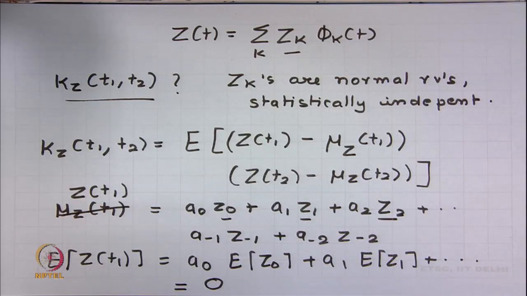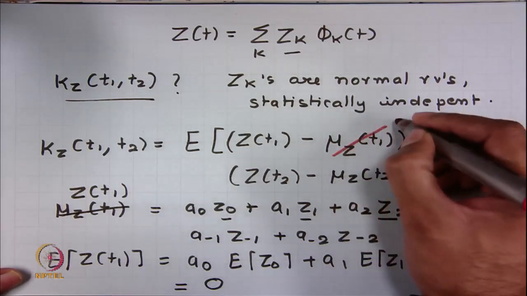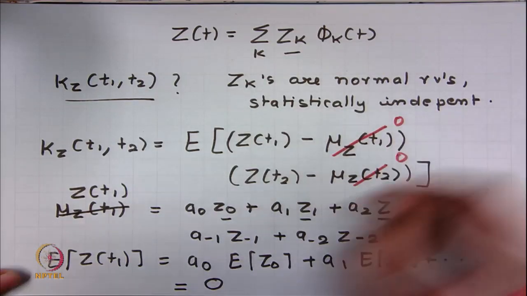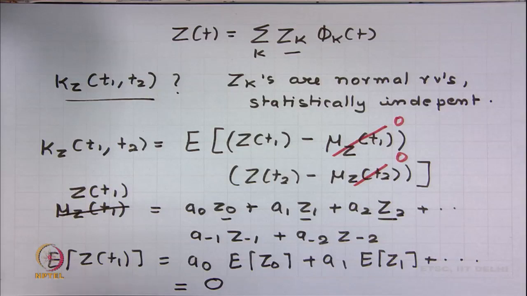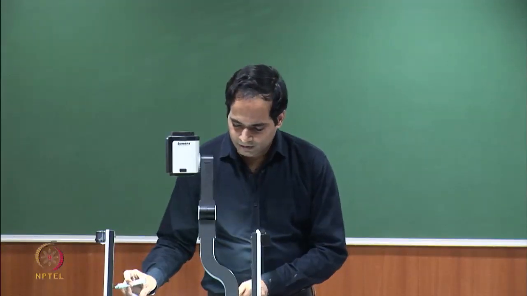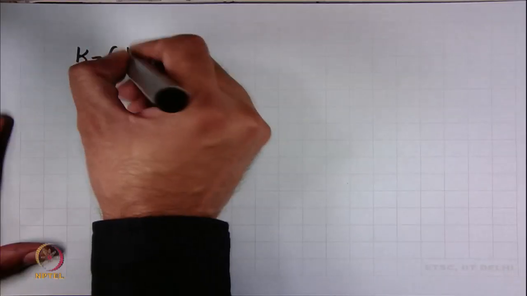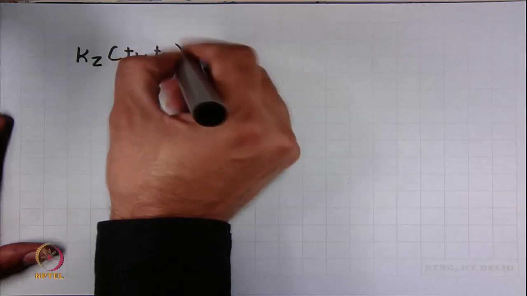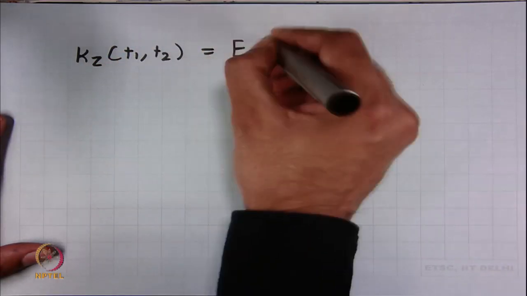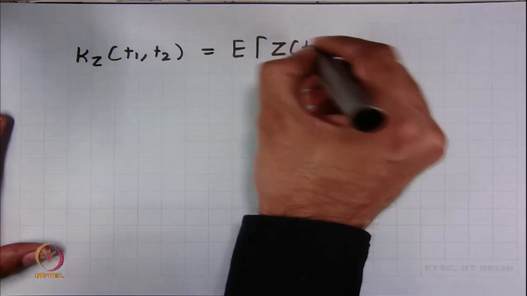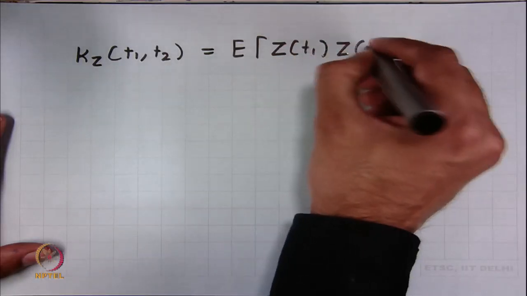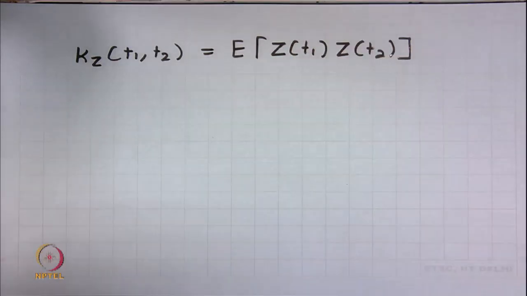Okay. So, now these terms will vanish, this is 0 and this is also 0. So, what we will get now is a simplified expression: K_Z(t1, t2) is nothing but the expected value of Z(t1) times Z(t2). This looks much simpler now.